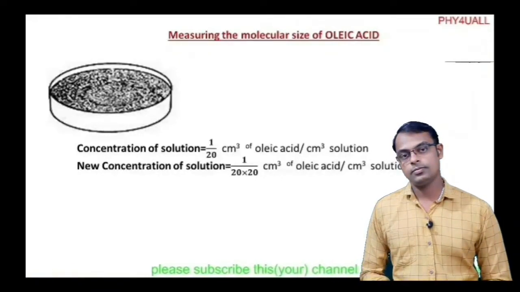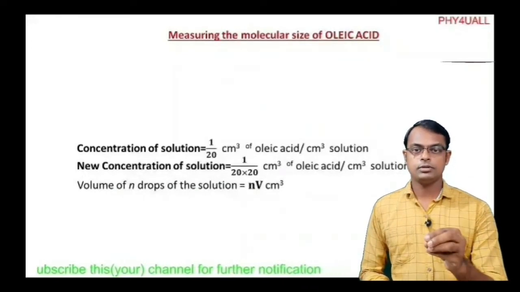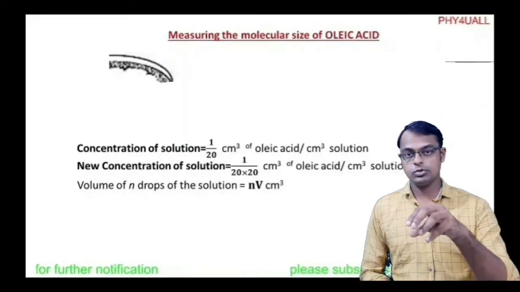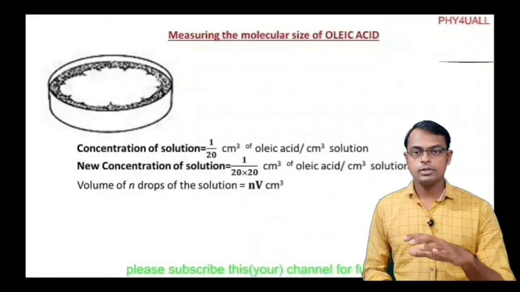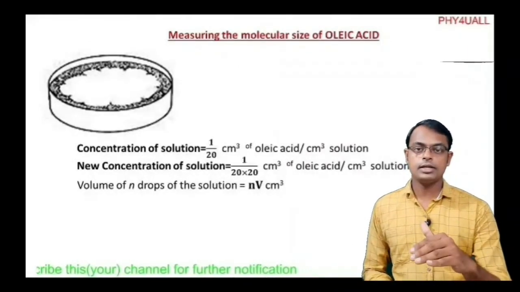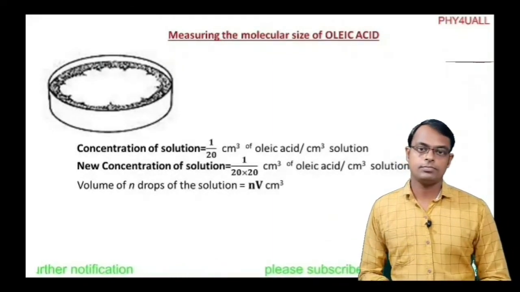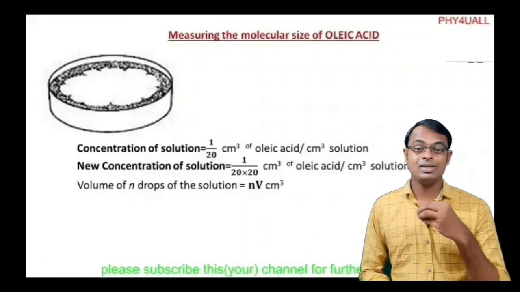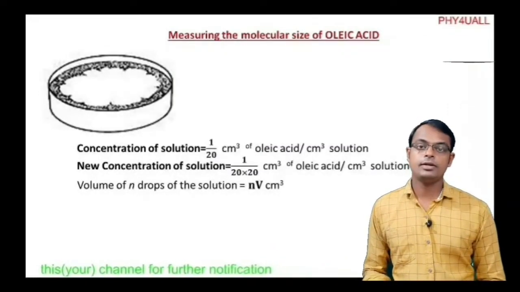What is the total volume of these n drops? nV cm cube. Now you can see that when you add this, the solution reduces the surface tension of the water, and the solution, meaning alcohol and oleic acid, will spread. So what will happen? The lycopodium powder is pushed away. At the start you may see a circular ring or circular shape, but it won't always be circular. After some time it will become an irregular shape.